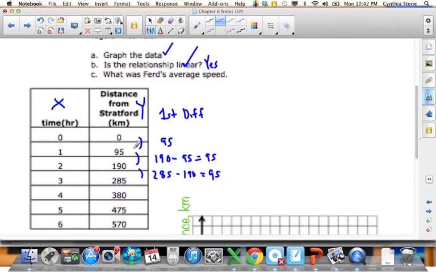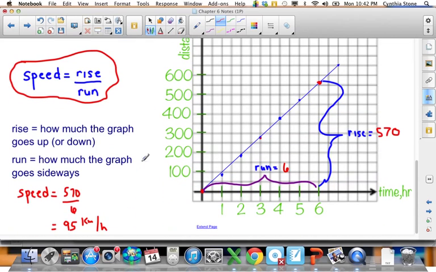And also, I just look at the first 2 data points, assuming that the speed doesn't change. You say, okay, 1 hour he drove, right? He drove 95 kilometers. 95 kilometers per hour. That's what it means. Okay? So that's the speed. So I didn't need to put that in my calculator, but I found it in this case using rise over run.